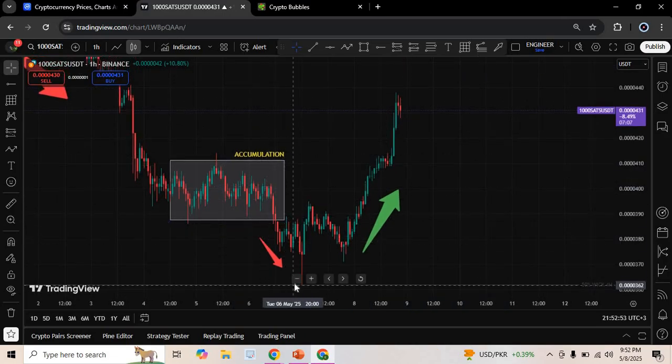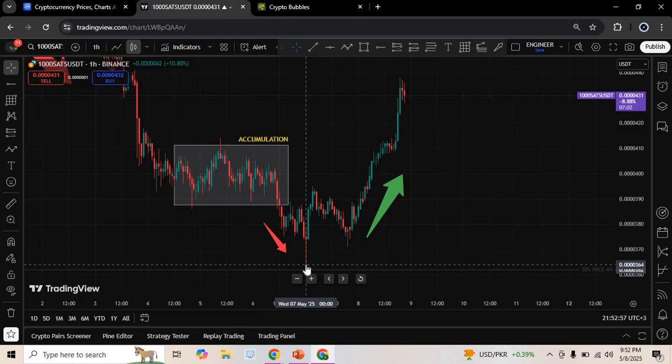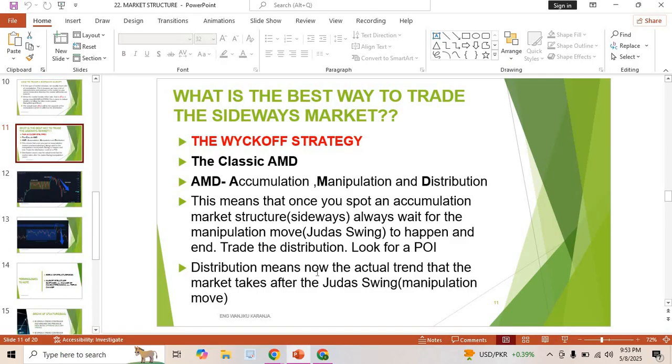So what do you do? Come look for a good POI for the manipulation move. After that, wait for the manipulation move or the Judas swing to end, then trade the uptrend. As simple as that. So the best way to trade a sideways market is to do the above. Wait for the manipulation move or Judas swing to end. Then trade the distribution. Sly, you have a question?